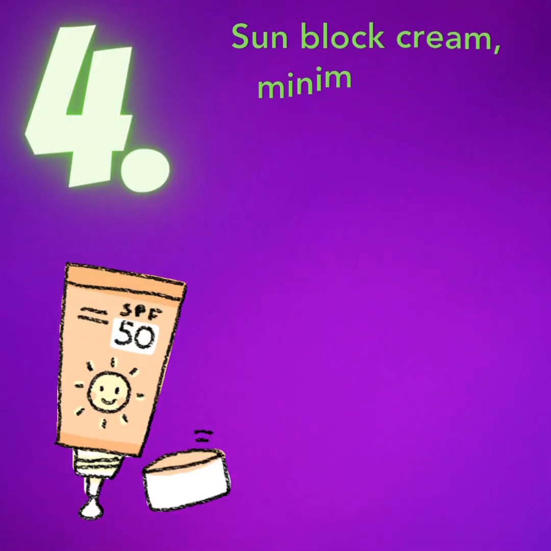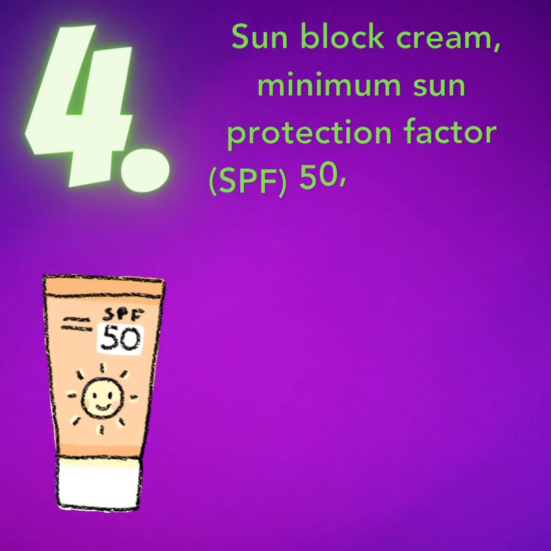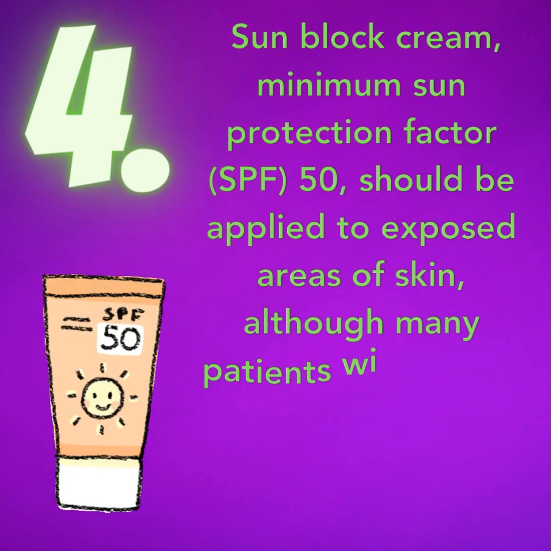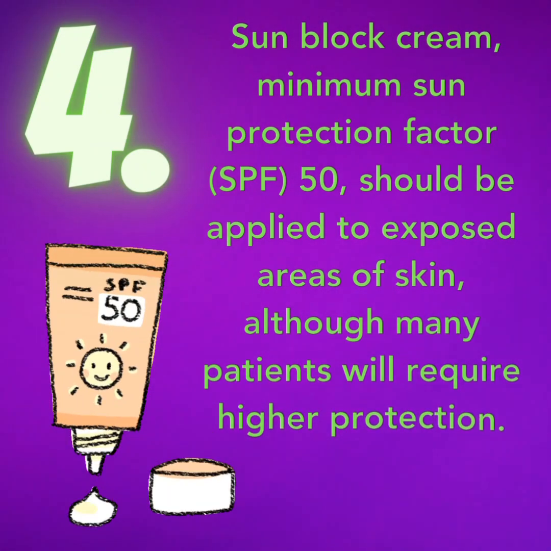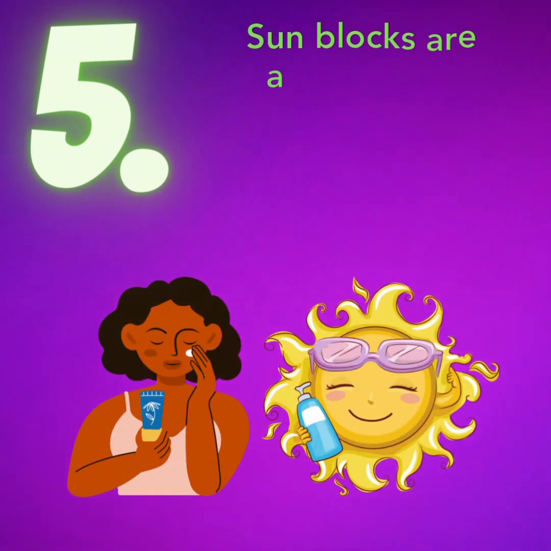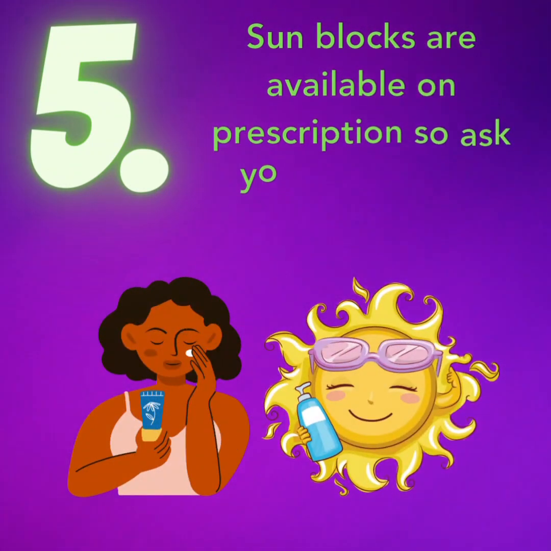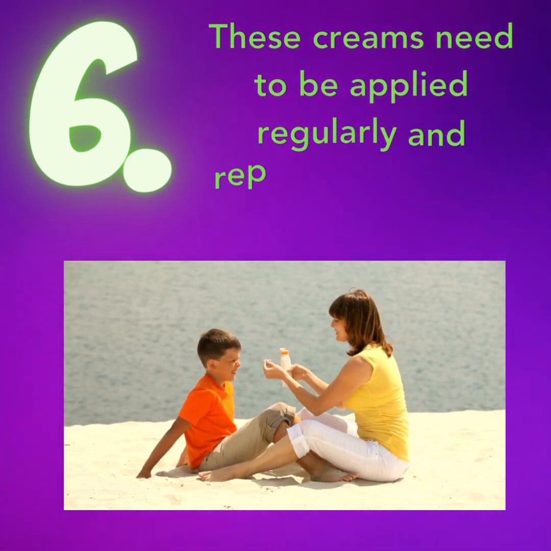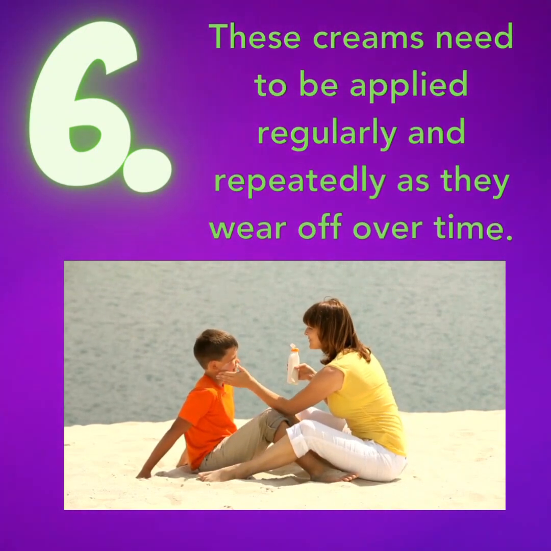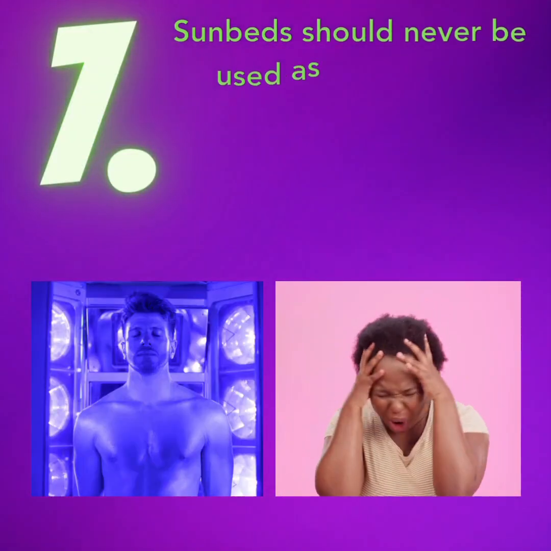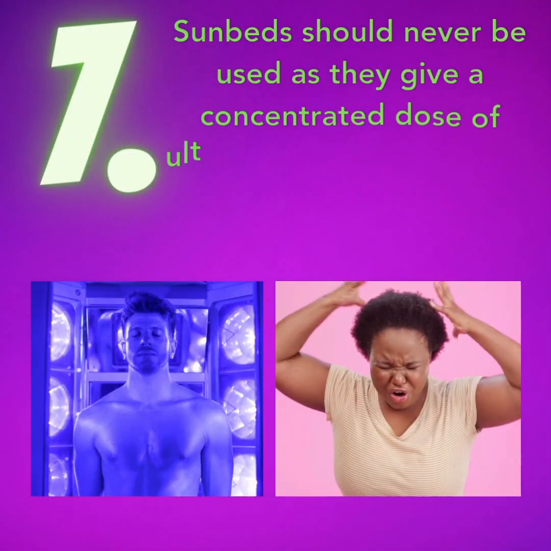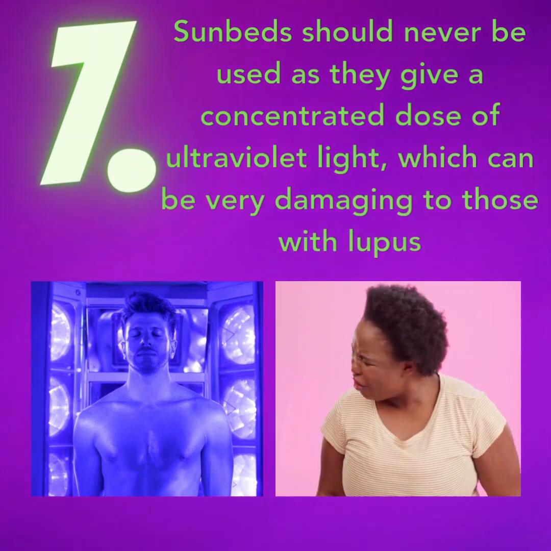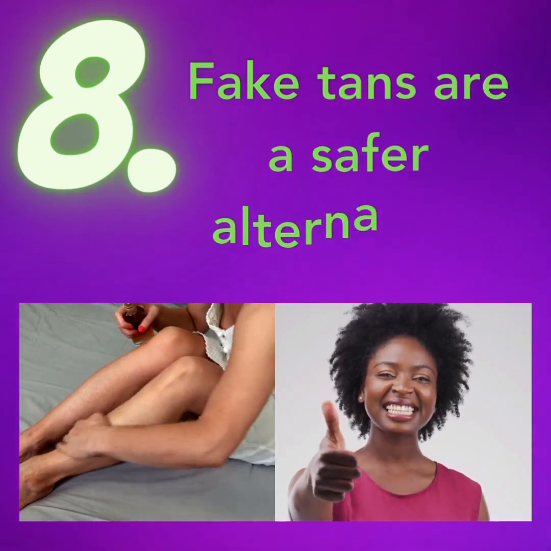Sunblock cream, minimum sun protection factor SPF 50, should be applied to exposed areas of skin, although many patients will require higher protection. Sunblocks are available on prescription, so ask your doctor for them. These creams need to be applied regularly and repeatedly as they wear off over time. Sunbeds should never be used as they give a concentrated dose of ultraviolet light, which can be very damaging to those with lupus. Fake tans are a safer alternative.